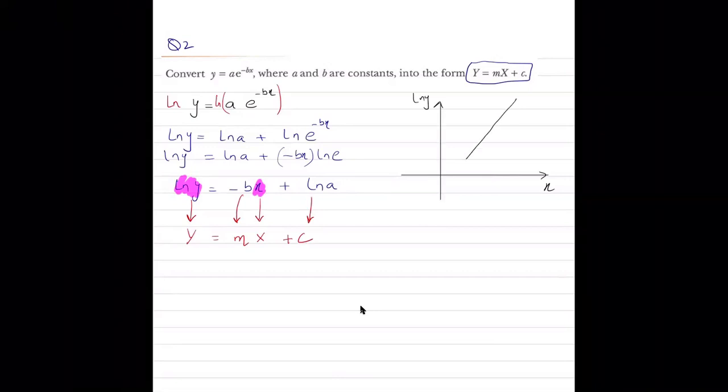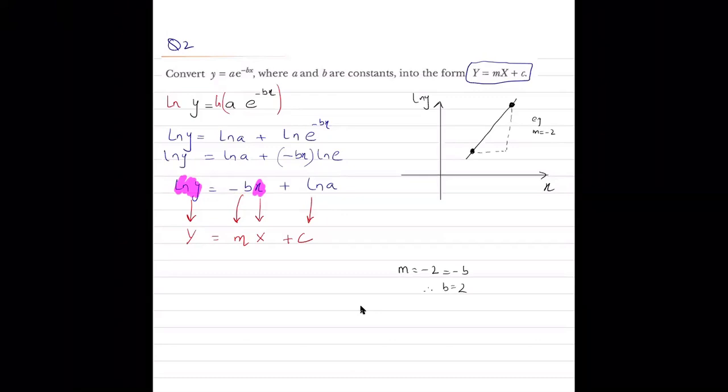So if I have 2 points, if the question has given you 2 points on the graph, and if you find the gradient using these 2 points, you are basically finding the value of minus b. So for example, let's say the gradient comes out to be minus 2. So m is minus 2. And what is m representing in the equation? Minus b. So that is equal to minus b. Therefore, the value of b is going to be 2.